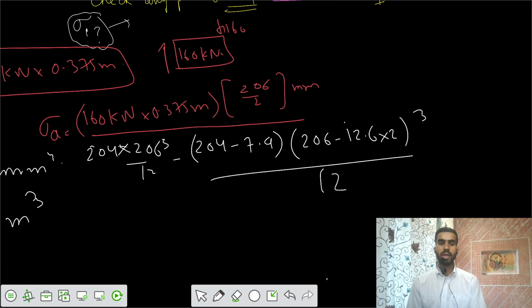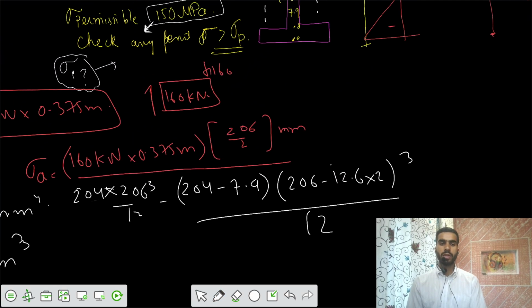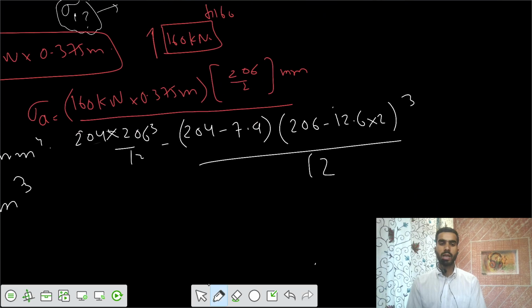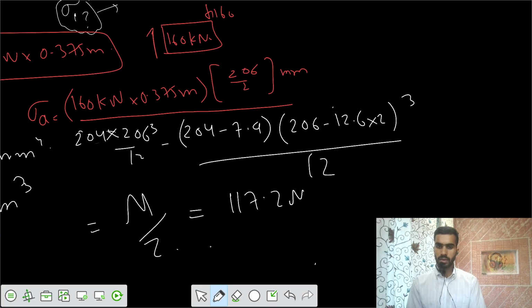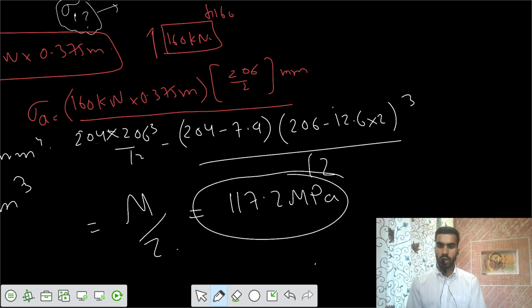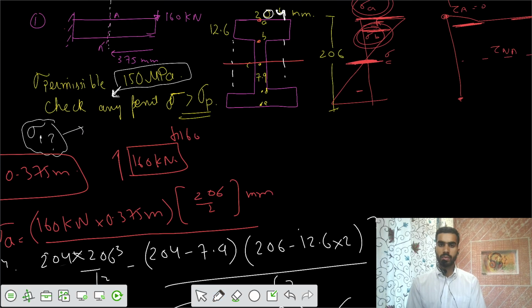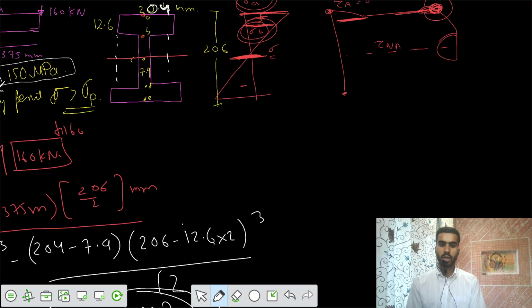So then I would say stresses at A would be equal to M by I, or directly I would say that's M by Z. So the value of stress at A is equal to 117.2 megapascal. So I got the value of stress at the point A. Now I would say, what is the stress at the point B?